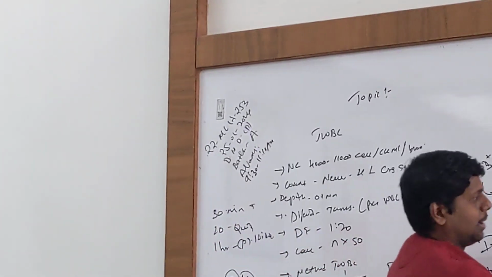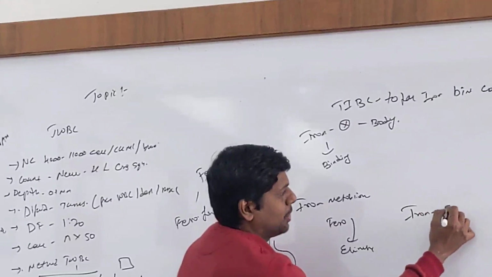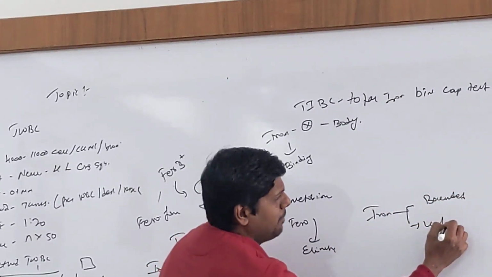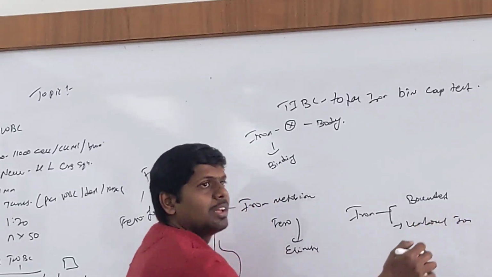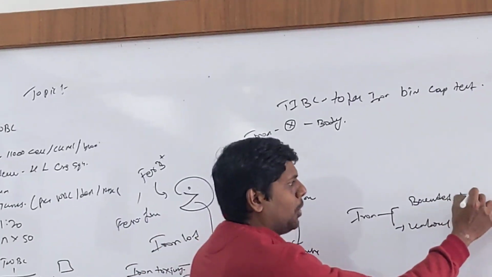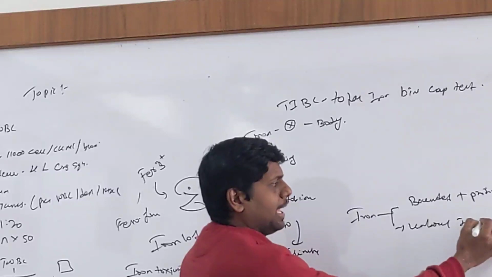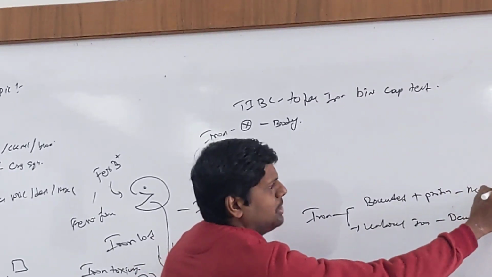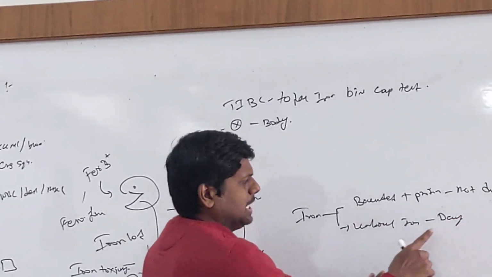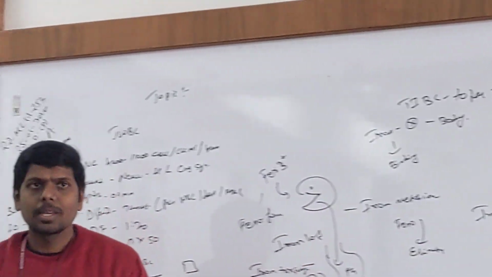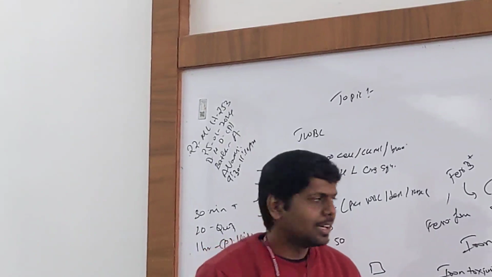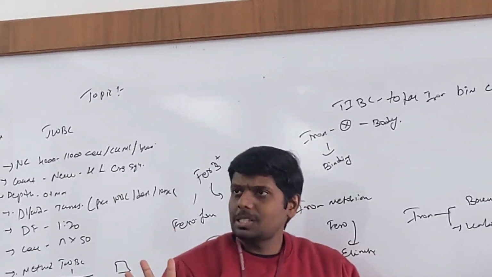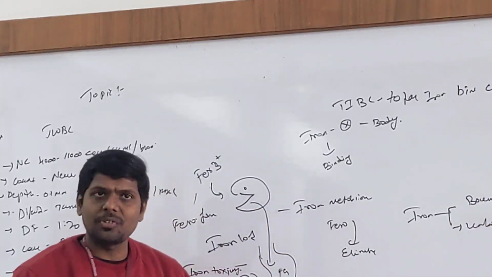I will give you one example. Iron is in two forms, students. Bounded iron, unbounded iron. Bounded iron is the iron with protein, and unbounded iron will be a dangerous thing. This is not dangerous. This is safe, but this is dangerous. Is it clear? Iron with protein is safe. Free iron is dangerous. And the protein is our transferrin.